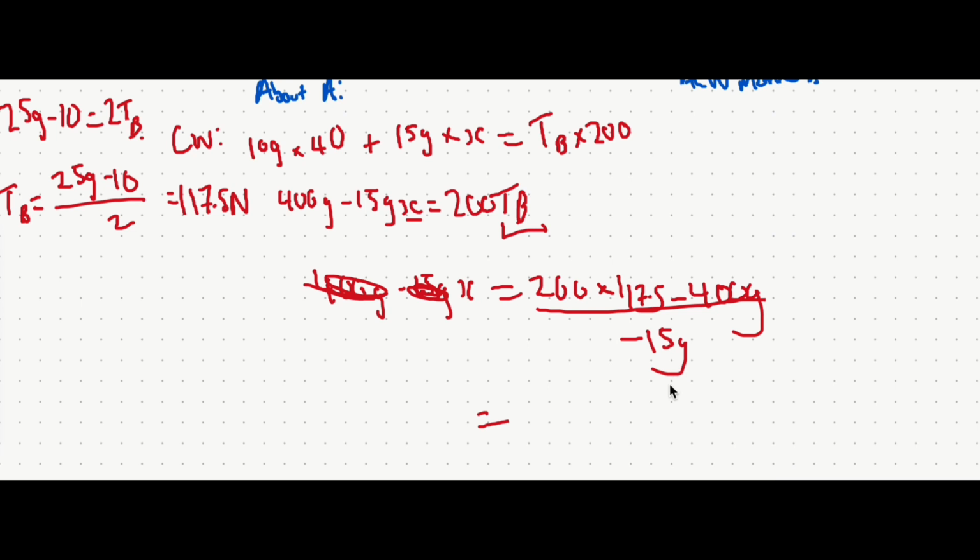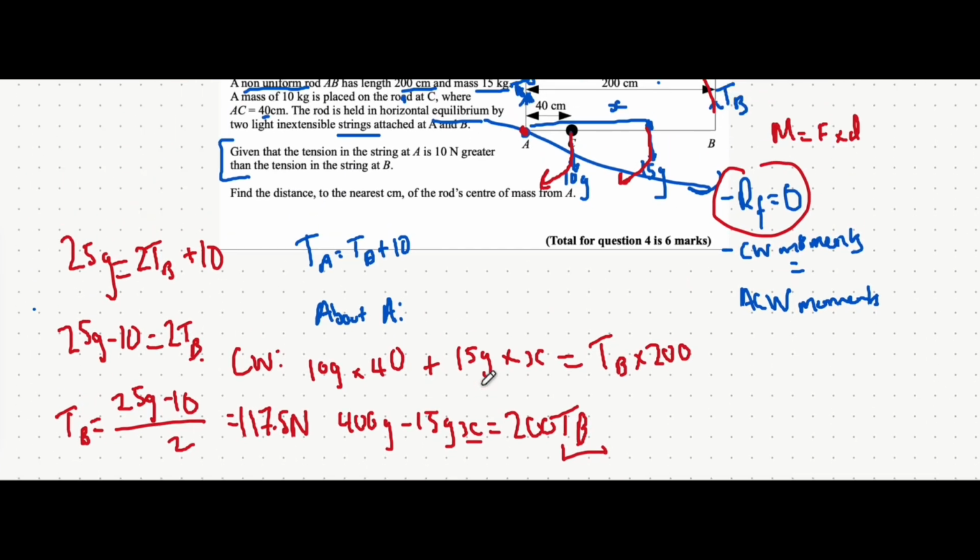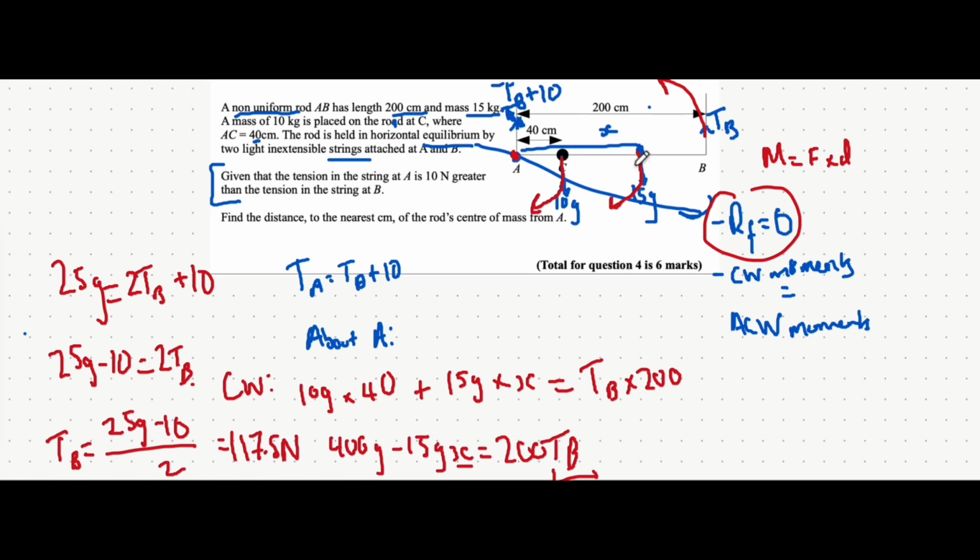200 times 117.5, take away 400 times 9.8, all divided by 15 times 9.8. That's equal to, oh, be careful about the minuses, 133 centimeters. Okay, that means that the center of mass, where the weight acts for the rod, is 133 centimeters away from the pivot at A. So that's your final answer to the question.